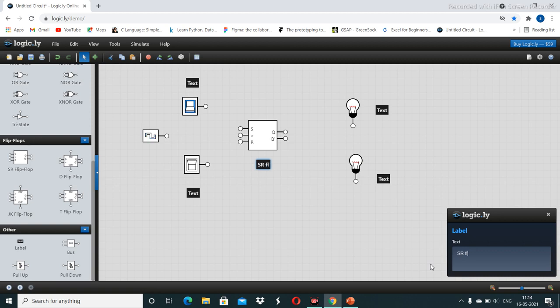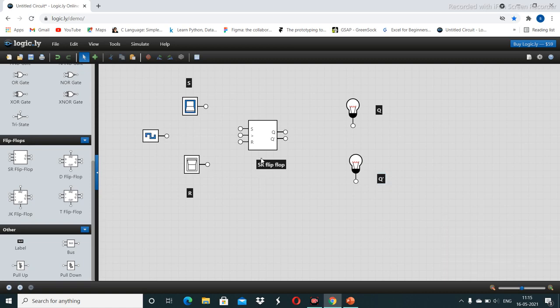SR flip-flop, and the first input is S and the second switch is R. The first output is Q and the second output is Q dash. Let's start giving connections for this.